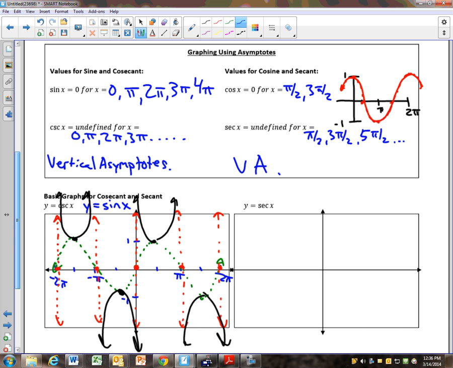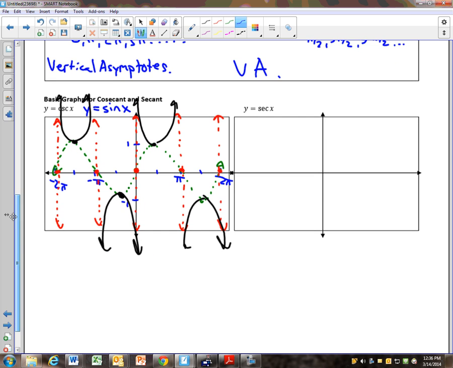So really the same type of graph, just things shift a little bit. So instead of graphing y equals secant of x, what do you think I start by graphing? Y equals cosine of x.